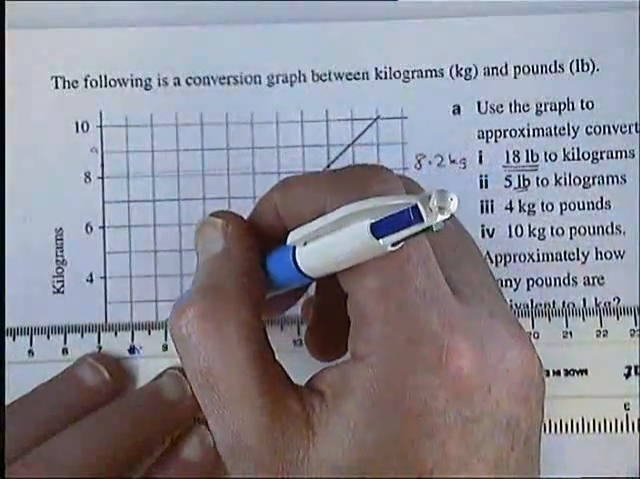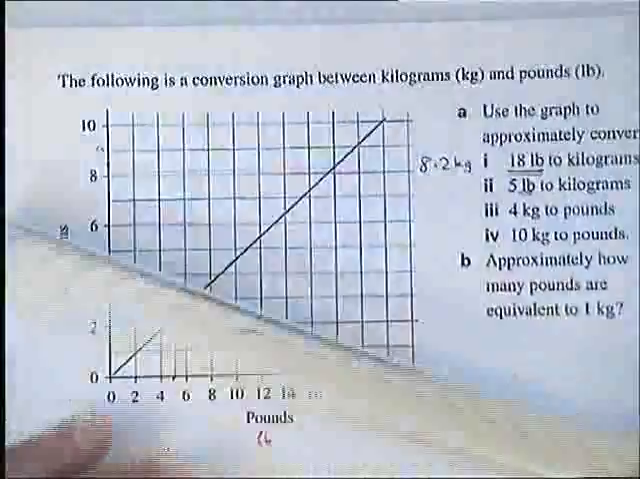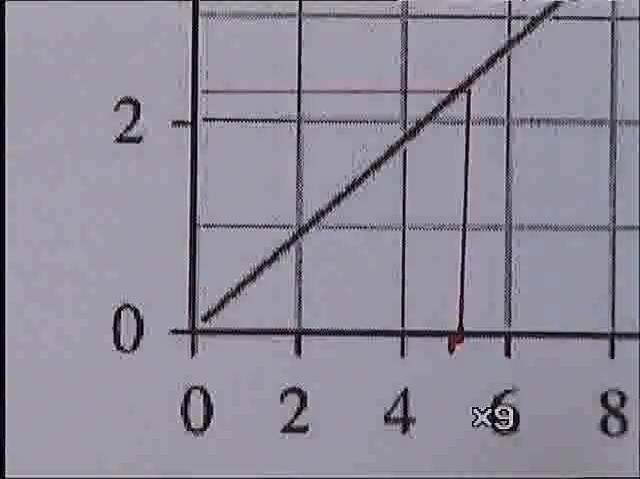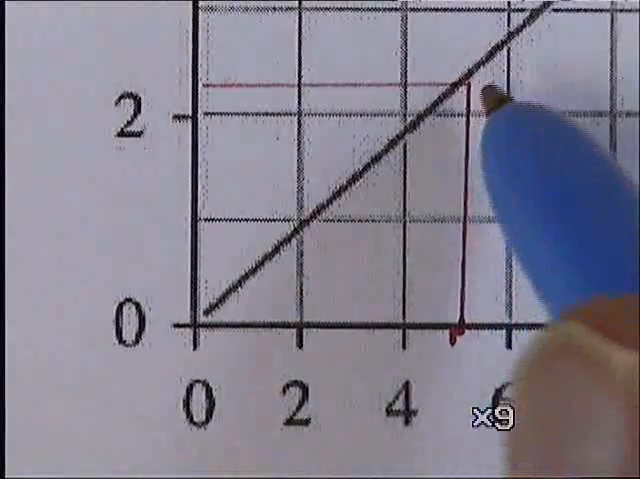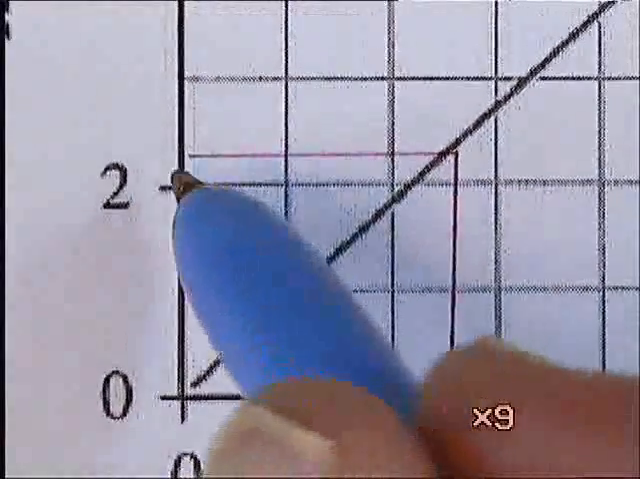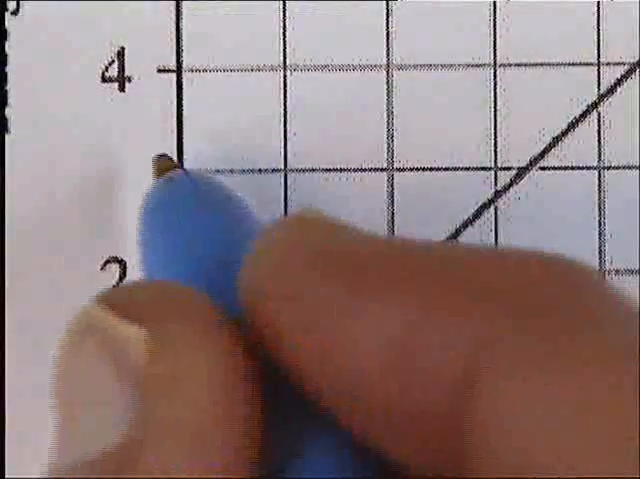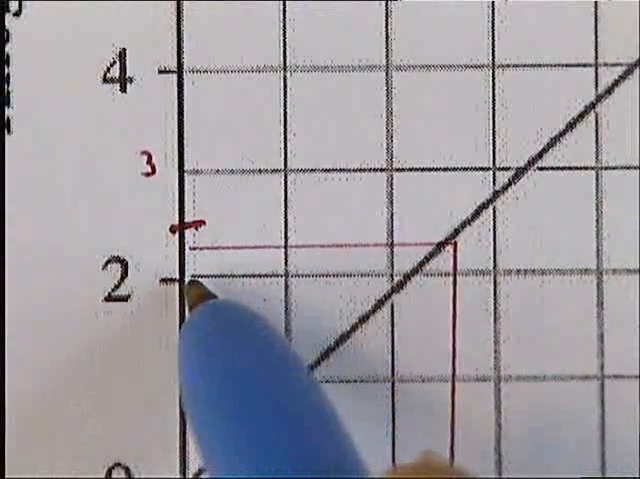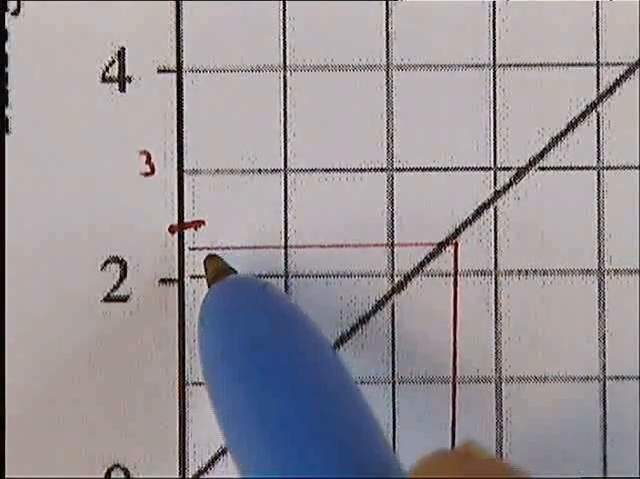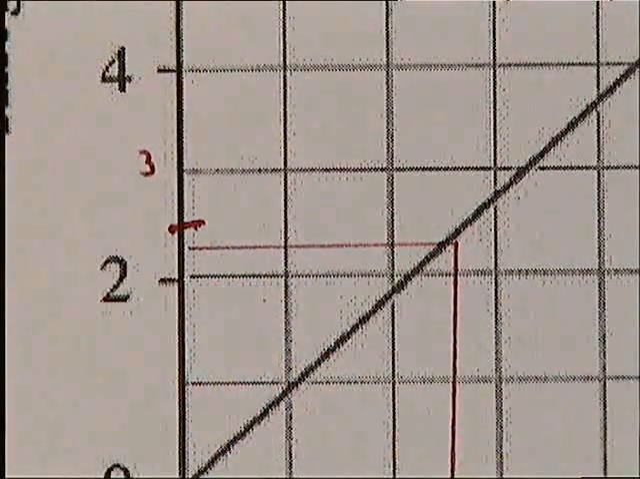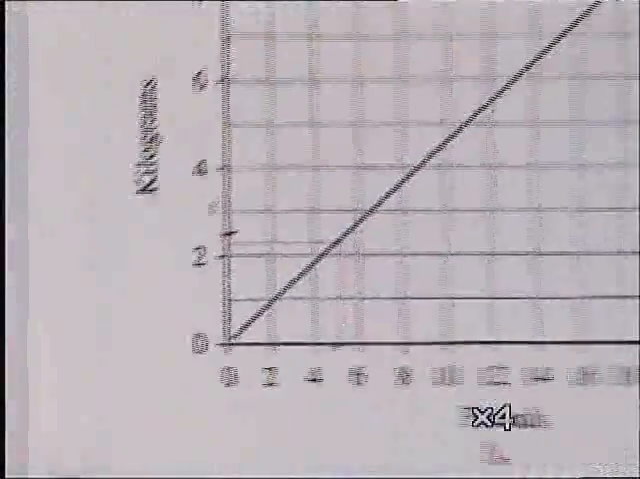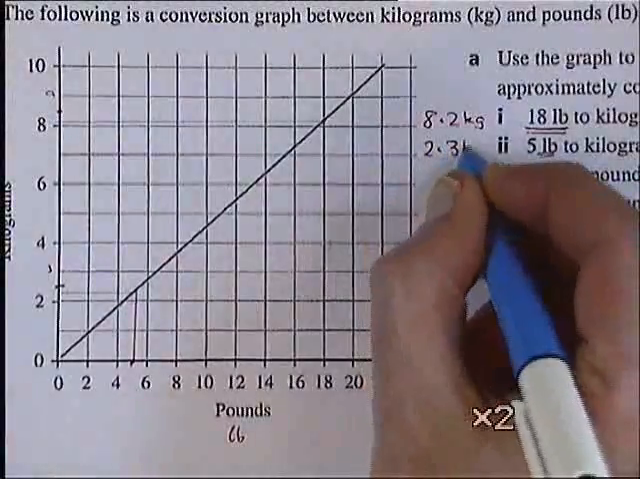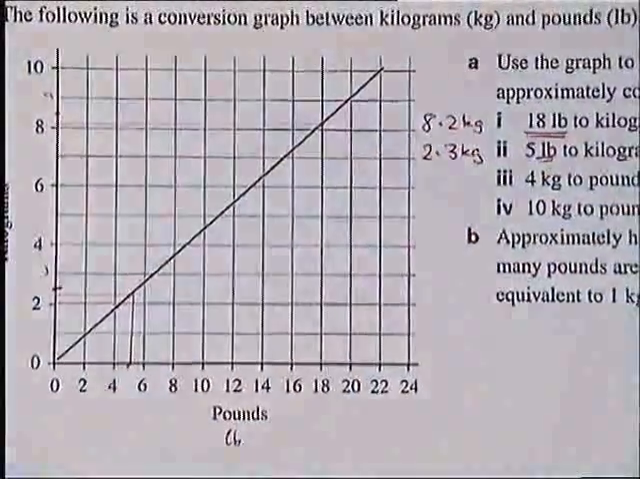And you can always draw in the exam on your graph like I'm doing here. I'm just going to zoom in on that bit. So I went up from 5 on my pounds number to my graph and along, and I've come out here. Well, that's 3. 2.5 will be about there. So I reckon that's probably about 2.3, something like that. So the answer over here, 5 pounds, will be about 2.3 kilograms.